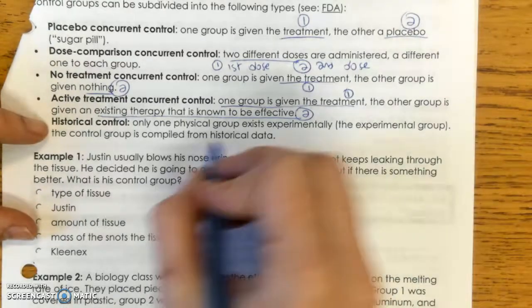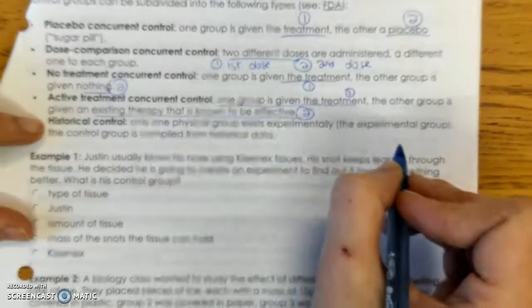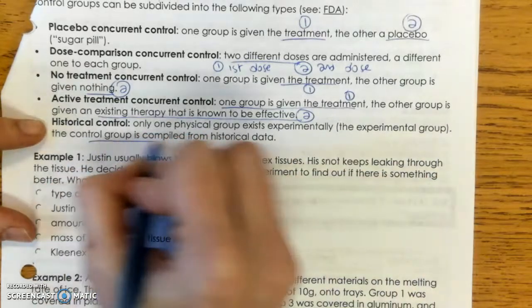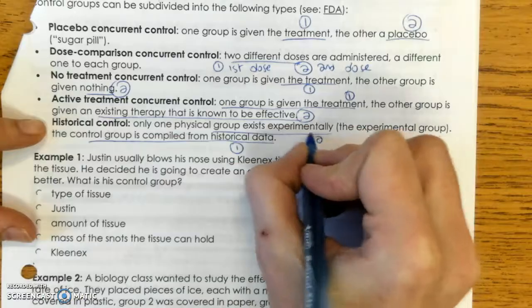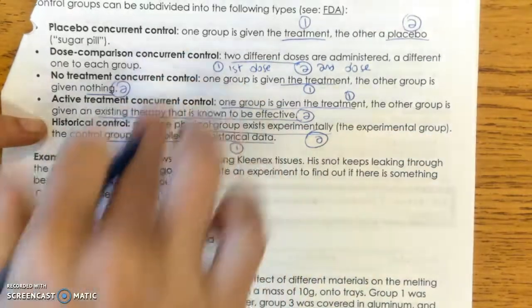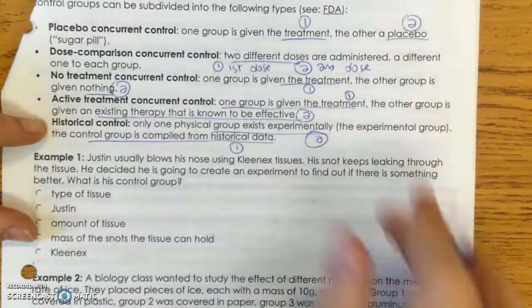And historical control, one group exists experimentally, right? The control group is compiled from historical data. So I'm comparing historical data to the experiment results. So in every single one of these examples, you're comparing one to the other.